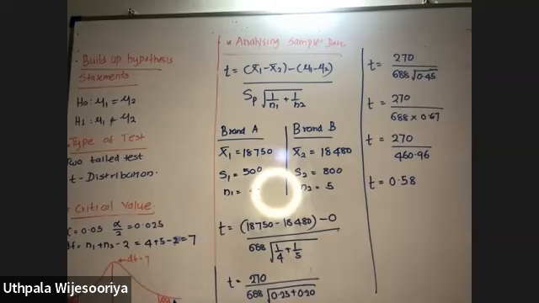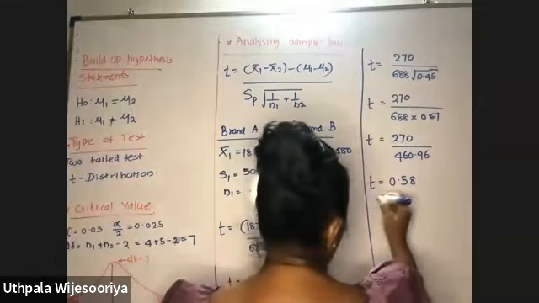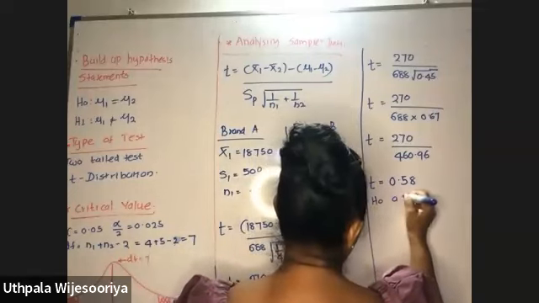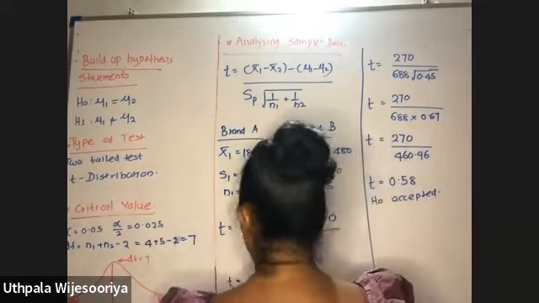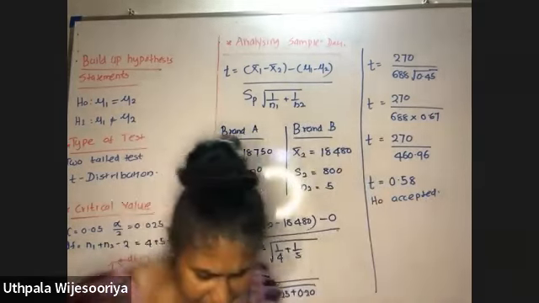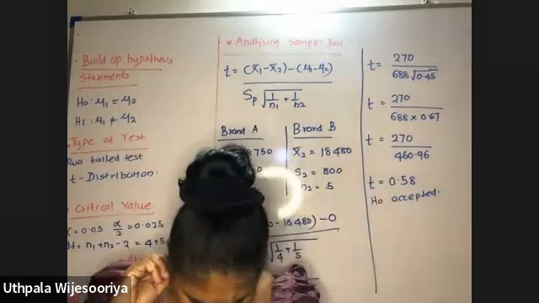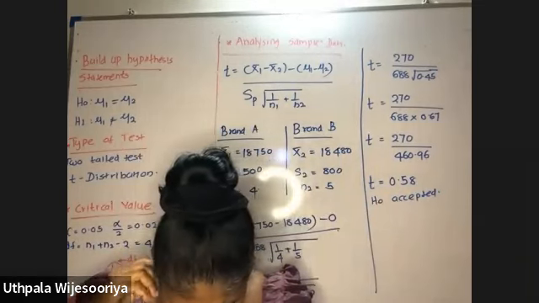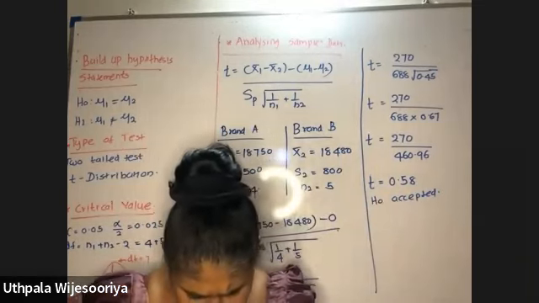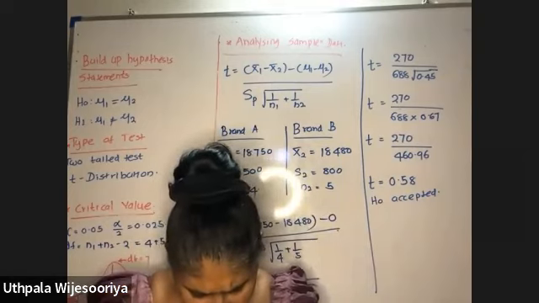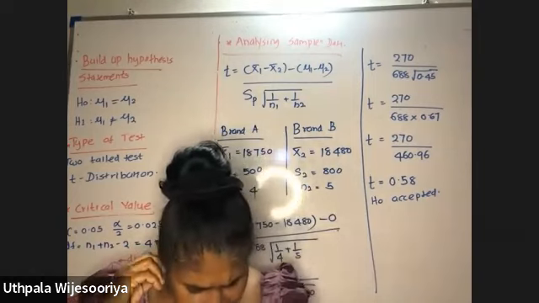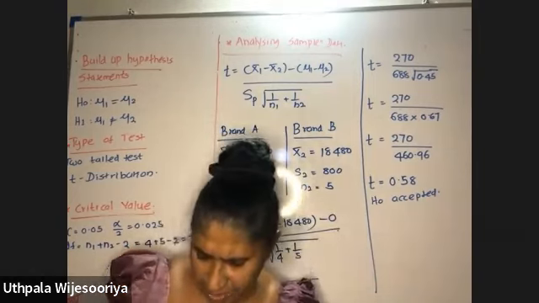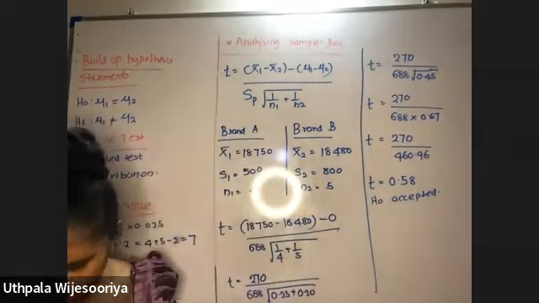What will happen? It does not lie in the acceptance region. It's not accepted. So what is your conclusion? So then we can say that the mean lifetime of the two brands of batteries is not significant at 5% level of significance.